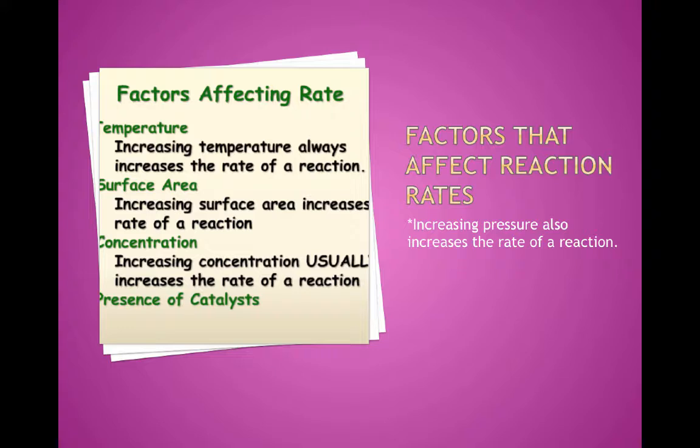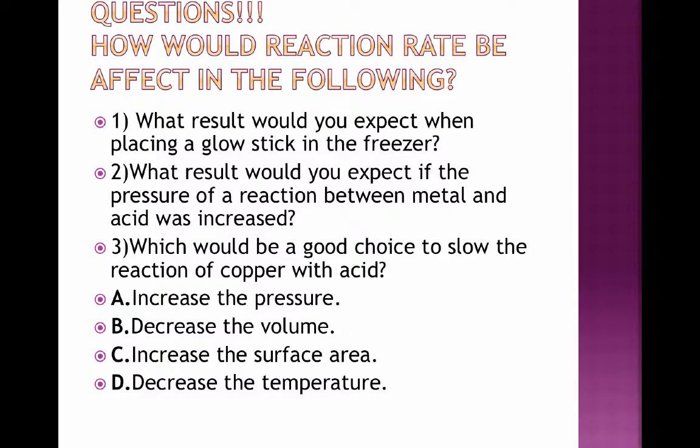There are a few different factors that can affect the rate of a reaction. The main four that you studied in Unit 4 are temperature, and remember that increasing temperature always increases the rate of the reaction; surface area, where increasing surface area also increases the rate; concentration, where increasing concentration will also increase the rate; and then of course catalysts. Catalysts are things that help the reaction take place but don't actually participate in the reaction.